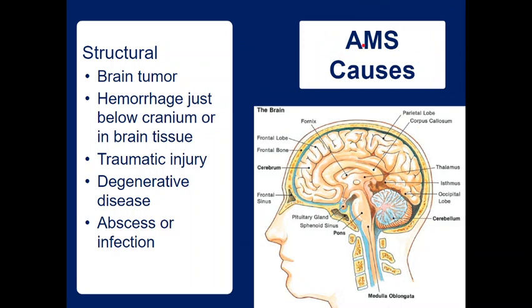There are many causes of altered mental status. There are structural causes, which means problems in the architecture of the brain, such as a tumor. You can have a bleed in the skull. You learned about that for trauma, right? Cushing's. A traumatic injury, like a concussion. Also degenerative disease, so dementia, those problems with aging. And then abscess or infection, so meningitis that gets into the meninges around the brain, or encephalitis, which is an infection of the brain tissue itself, and then abscesses, which is a collection of infection in a focal point.